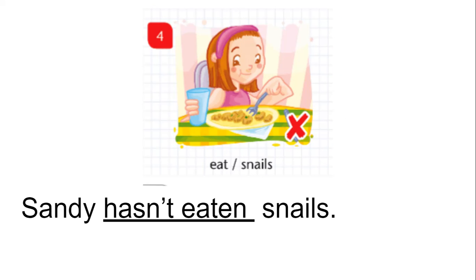It has an X next to it, so we have to make the sentence negative. We will use hasn't or has not. I'm going to write Sandy first because she is the subject, hasn't because the sentence is negative, and I'm going to change eat to eaten. It's an irregular verb. And then finish the sentence with snails. Good job!